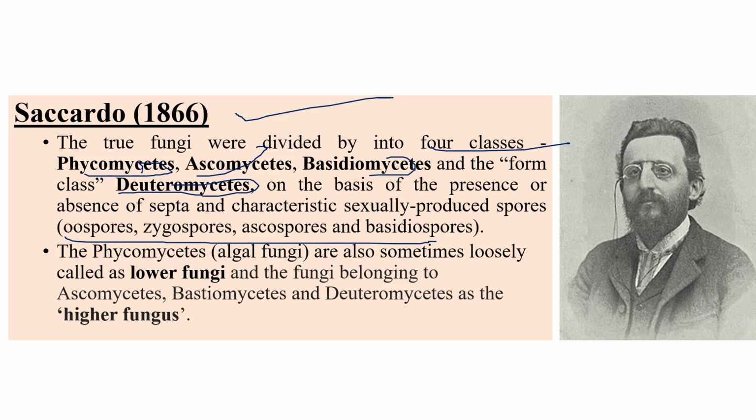Out of the 4 classes of fungi he described, Ascomycota, Basidiomycota, and Deuteromycota are higher classes of fungi, or higher fungi, whereas Phycomycetes he grouped as lower fungi, belonging to the lower group. That's why it's called lower fungi. That is his classification, or his ideology about the classification.